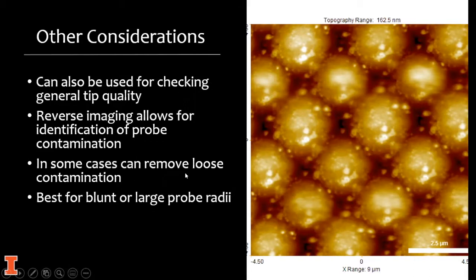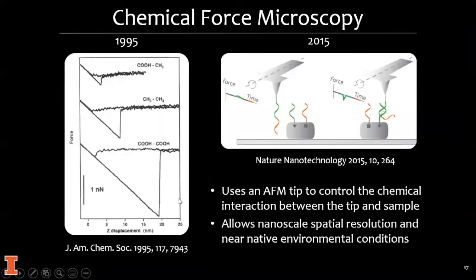In some cases, if you check your tip before and after an experiment, afterwards you may see that some of the sample has cross-contaminated your colloidal probe, and you can see that in the image. It can also sometimes scrape that away, so it has a little bit of benefit. And just remember that it's good for blunt or large probe radiuses, but these are the probes you're going to be using anyway, so it should be fine.